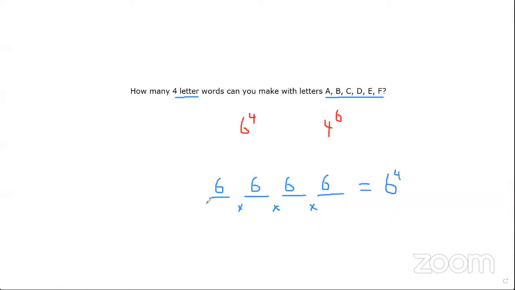So it is a nice tool to make sure which one is correct. I understand many students confuse which one it is, 6 to the power 4 or 4 to the power 6. So you have to do something like this: there are 4 places, and for each place there are 6 possible letters. Okay, is that clear? Or any question?